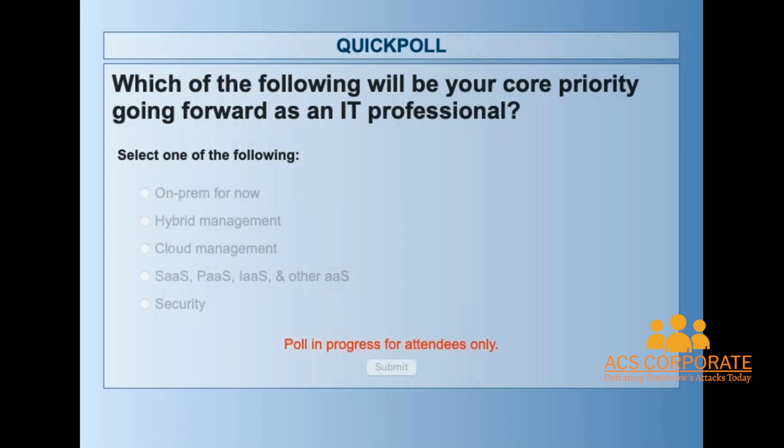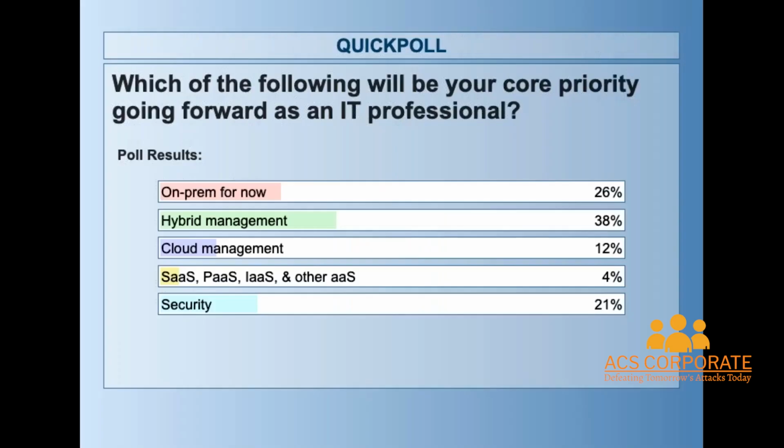All right, so it's been open for 45 seconds. I'm going to go ahead and close that and share the results really quick. So hybrid management, that's kind of where I figured people would end up. And they're still at 26% holding out on-prem, which makes sense. That's about right. You've got those very compliance-driven organizations that may have a requirement to be on-prem, right? So that makes sense.